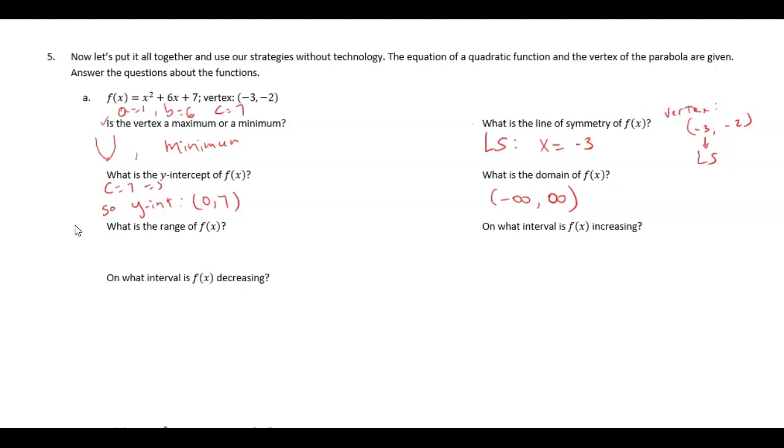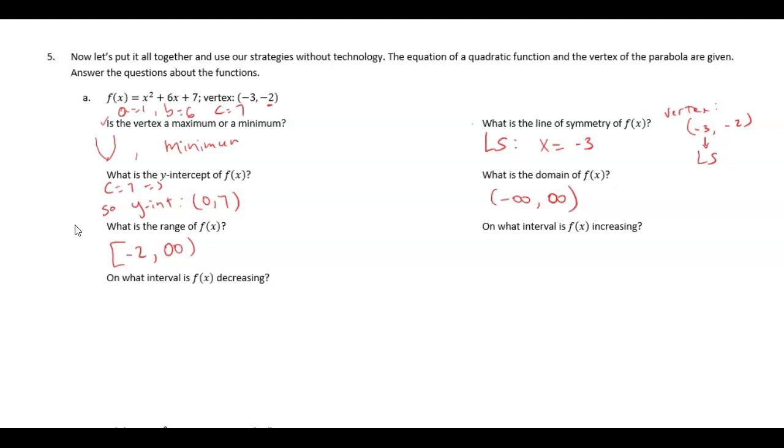Now, what is the range? The range of the function is based on your vertex. Because we know the parabola opens up, the y value of the vertex is the beginning of the range. So it's going to be from negative 2 all the way to positive infinity, because the parabola opens up, so it's going up to positive infinity.